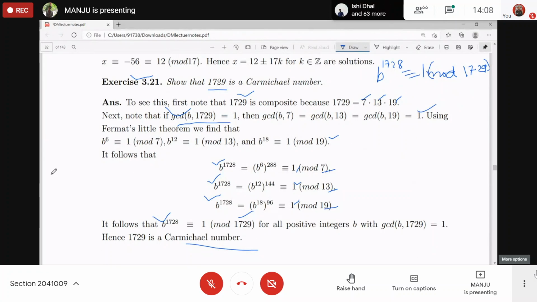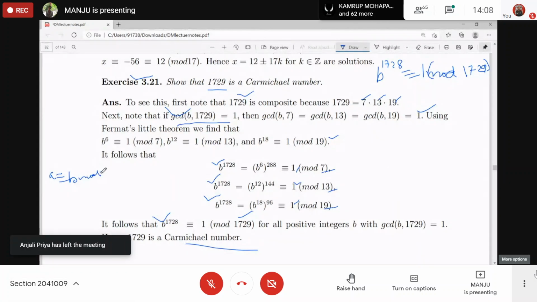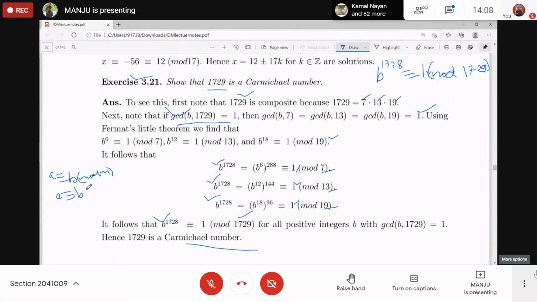That is, you have A is congruent to B modulo M. And again I'm writing the same thing: A is congruent to B modulo M. Can I multiply these equations, congruence number one and congruence number two? That is A into A. We have done that, right?